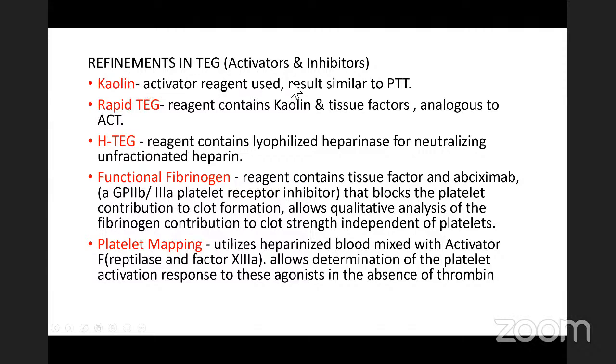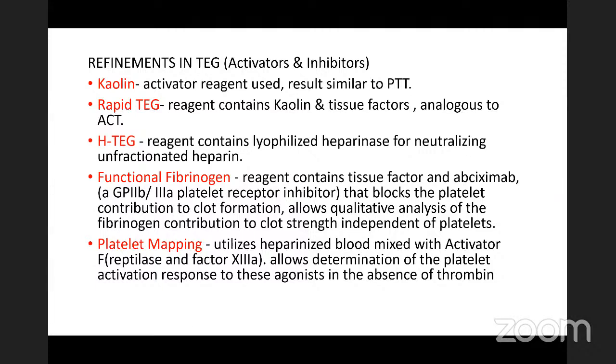Kaolin is the activator, with results similar to PTT. In rapid TEG, the reagent contains kaolin and tissue factor, which is analogous to ACT. In heparinase TEG, it contains a lyophilized heparinase, which neutralizes unfractionated heparin. The functional fibrinogen assay has a reagent containing tissue factor and abciximab, which is a platelet receptor inhibitor that blocks the platelet contribution to clot formation.